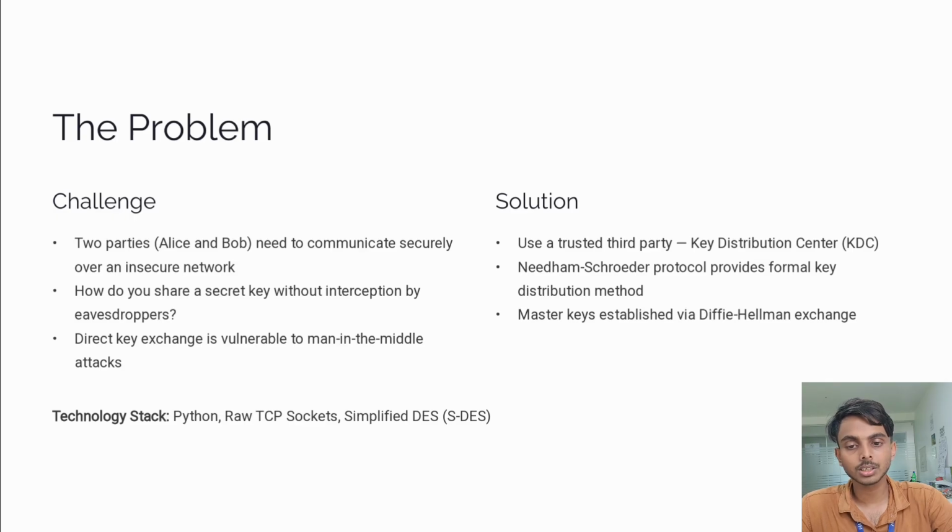Now the solution is we use a trusted third party called Key Distribution Center or KDC. Instead of sending the key directly, both Alice and Bob communicate with the KDC. The KDC securely generates and distributes the session key to both users. To make this process structured and secure, we use the Needham-Schroeder protocol, which defines the steps for safe key distribution. With the help of the KDC and this protocol, secure communication can be established even over an insecure network.